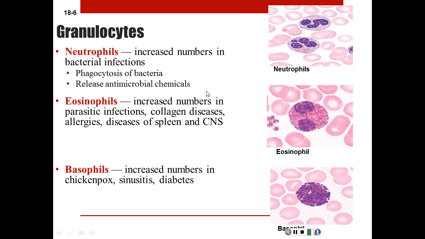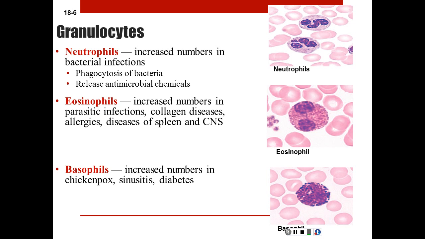The eosinophils, number 2, make up about 2% to 4% of the white blood cell total, typically numbering about 170 cells per microliter, but this count fluctuates greatly. Their count rises in allergies, a parasitic infection, collagen disease, and diseases of the spleen and the central nervous system. They're abundant in mucous membranes of the respiratory, digestive, and the lower urinary tracts.